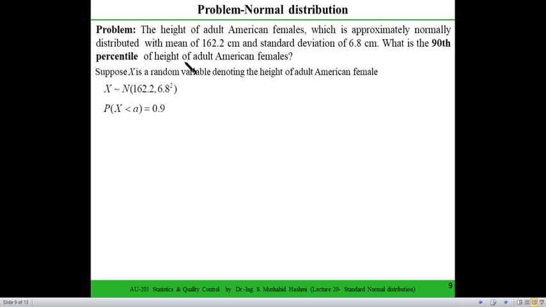So it means I don't know the value of the random variable x, but it should be some threshold value where the area under the curve covers 90% of the area. So the 90th percentile of the height means that particular value of x where the area under the curve is 90%. So it becomes a reverse problem. In the previous problem, we were given a value of x and had to calculate the corresponding probability. This is usually called an inverse problem, in which the probability is given and you have to find the particular value of the random variable corresponding to that probability.